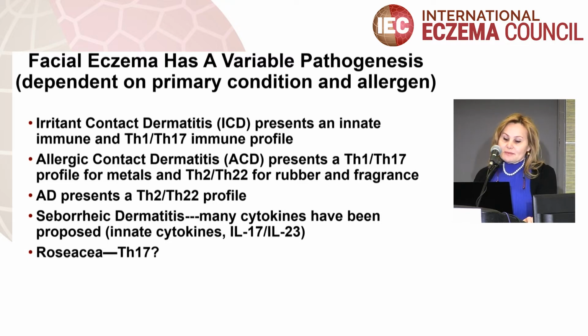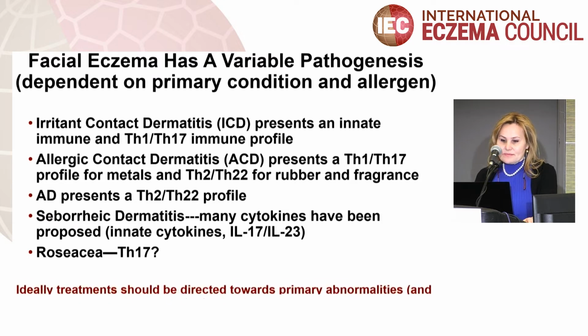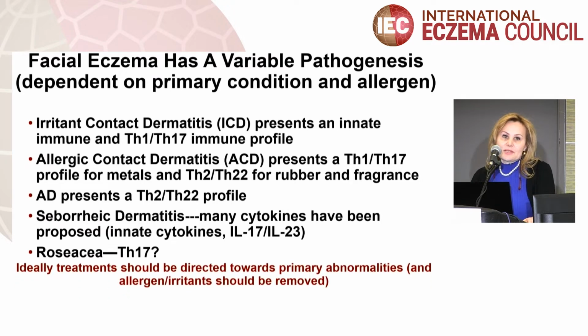And we have seborrheic dermatitis that we still do not know the pathogenesis, and multiple cytokines, both innate and other cytokines, have been proposed, and we still need to understand it better. And rosacea, the same. We think it may be having some Th17 involvement, but we really do not know well. And ideally, of course, we should direct the treatments to the primary immune abnormality. And of course, we need to remove the allergen or the irritant when we are talking about ICD or ACD.